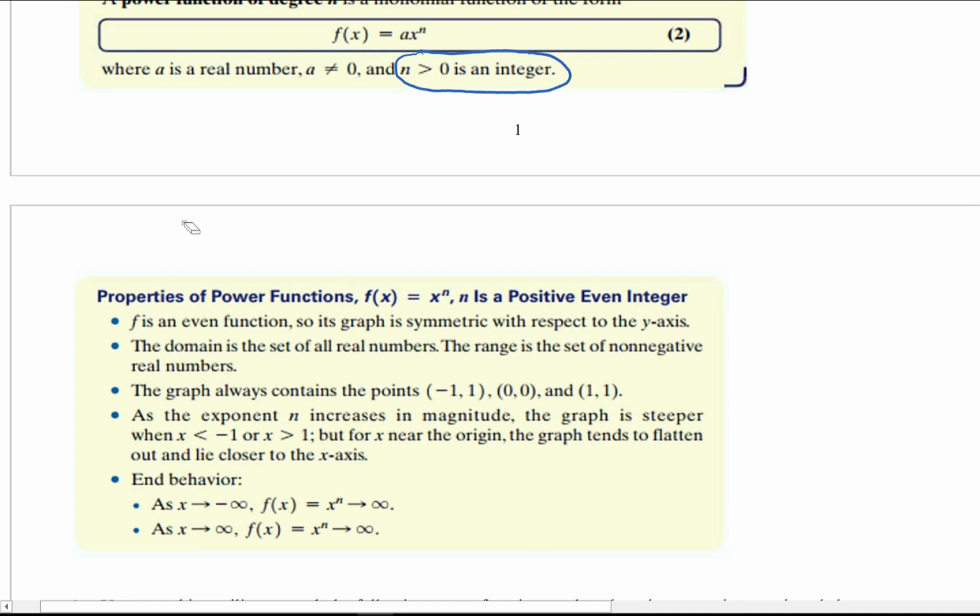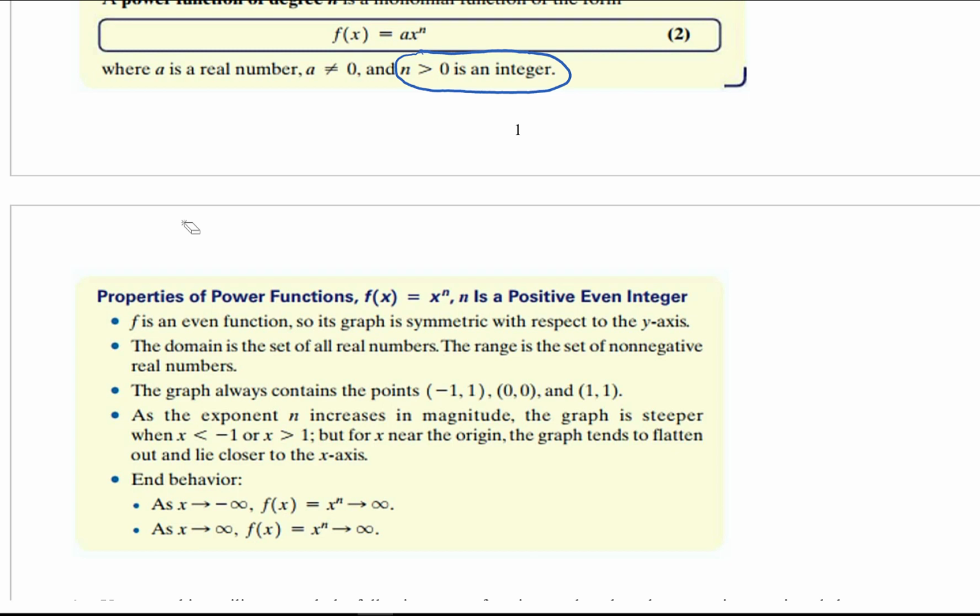Properties of power functions. F of x is equal to x to the nth power. N is a positive even integer. So these properties are: f is an even function, so its graph is symmetric with respect to the y-axis. Next, the domain is the set of all real numbers. The range is the set of non-negative real numbers.